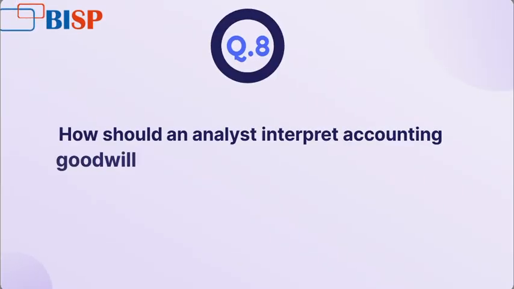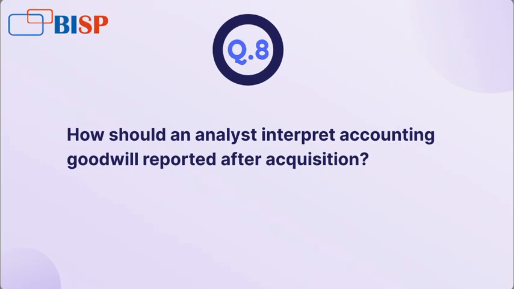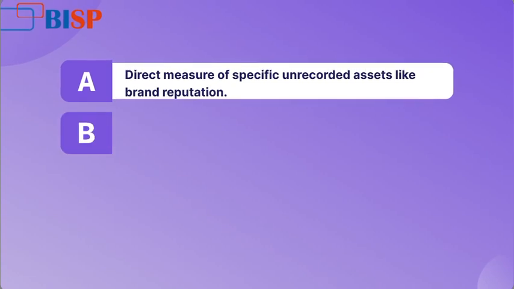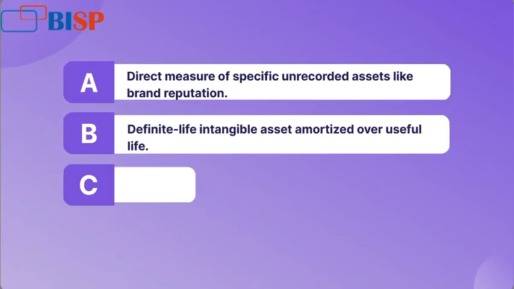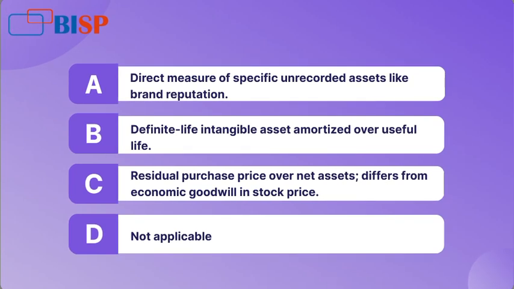How should an analyst interpret accounting goodwill reported after acquisition? A. Direct measure of specific unrecorded assets like brand reputation. B. Definite life intangible asset amortized over useful life. C. Residual purchase price over net assets, differs from economic goodwill in stock price. D. Not applicable.